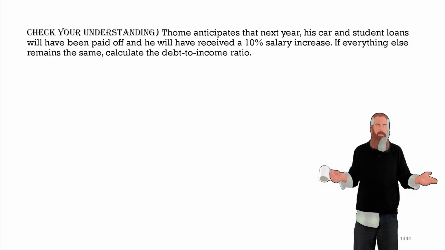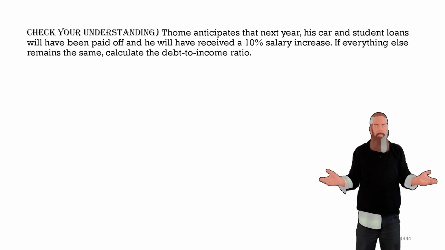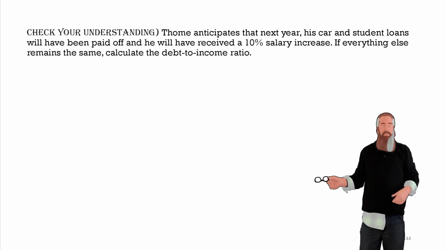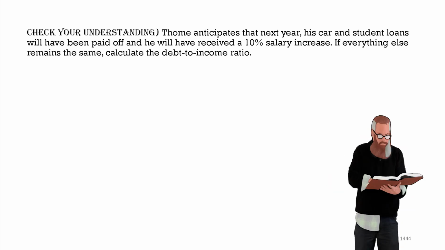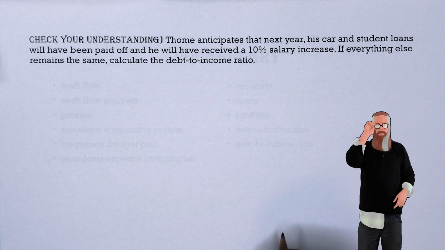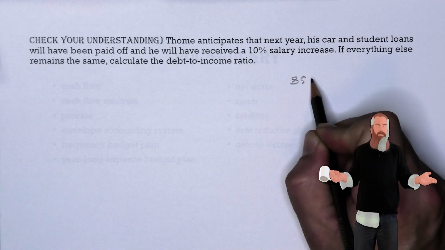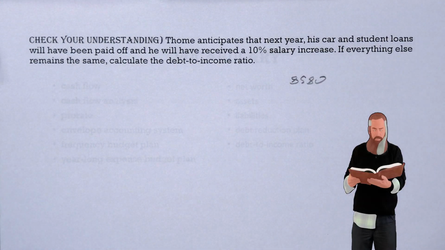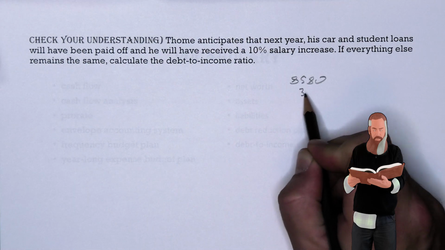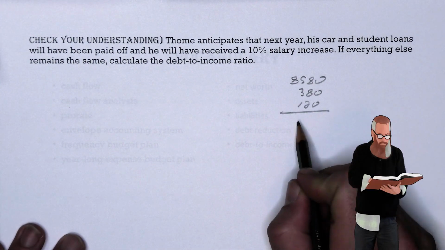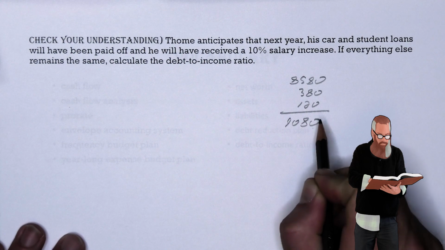Let's check your understanding and see if Thome anticipates that next year his car and student loans will have been paid off and he'll receive a 10% salary increase. If everything else remains the same, calculate that debt-to-income ratio. If he got a 10% increase in salary, then he would be earning $8,580 every month. He would still have the stock dividend of $380 and still have the interest of $120. That means his total in assets would be $9,080.